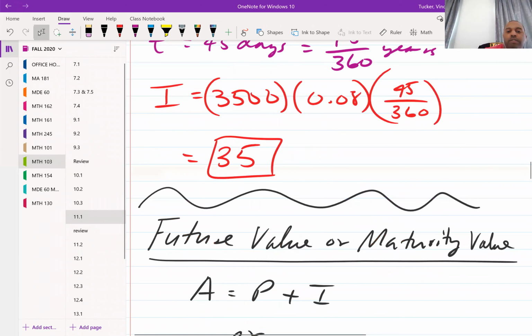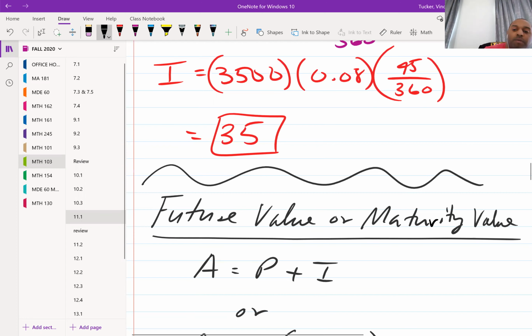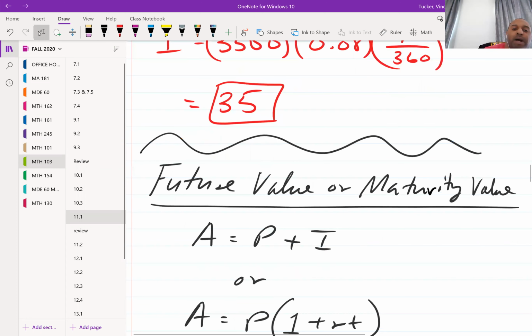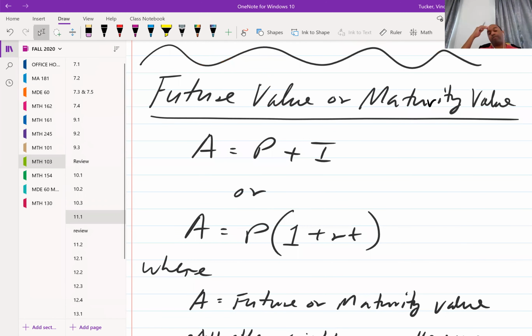All right, so the next variable we're going to introduce is your future value or maturity value. Both of those things mean the same thing, and they're used interchangeably. So if they're asking you for maturity value or for the future value, both are represented by the letter A. It's the amount of money in your account after a certain amount of years, or the amount of money you owe after a certain amount of years.